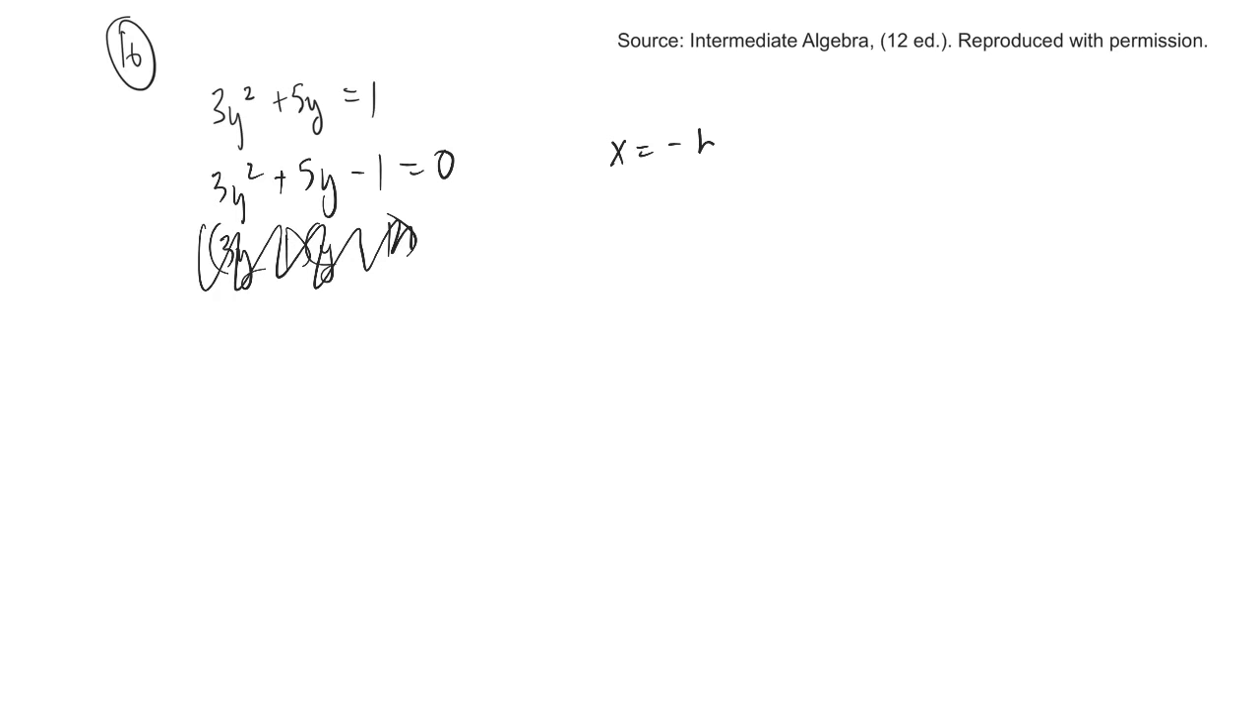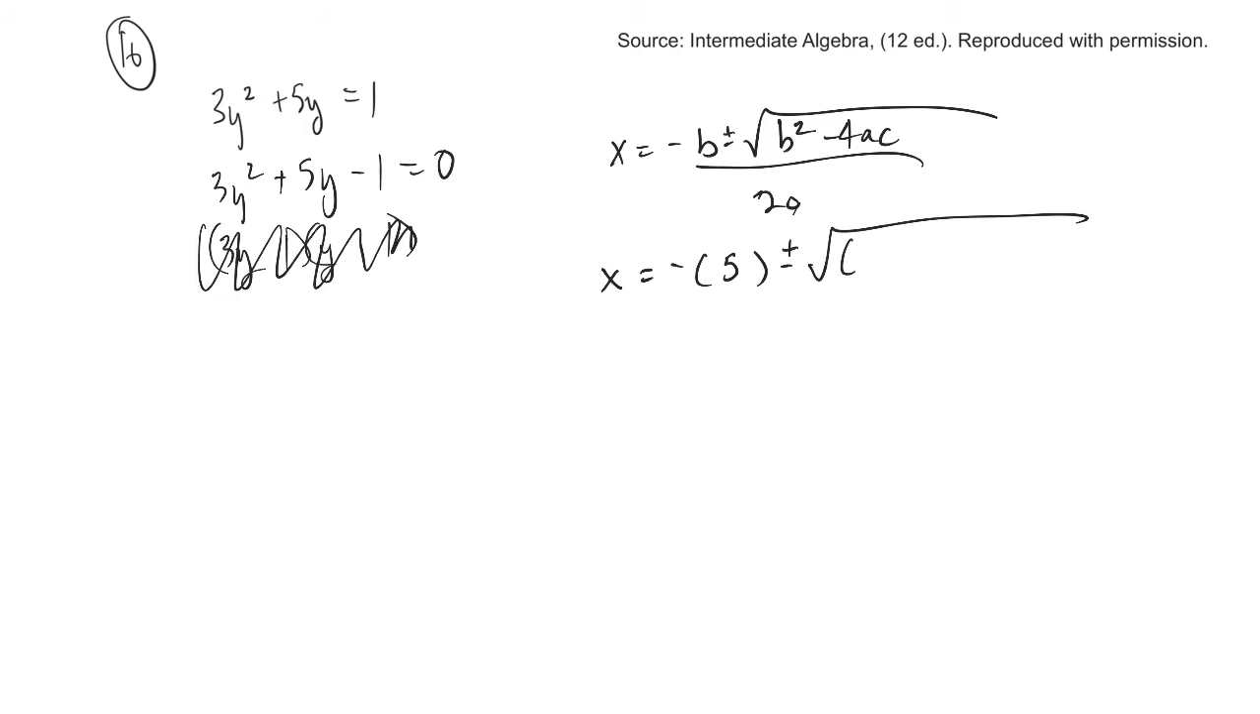So if factoring doesn't work, then I can use the quadratic formula. All over 2a. So the solutions, usually we have an x here, but it's the solution to whatever the quadratic is equal to zero. Okay, b is a 5, plus or minus the square root of 5 squared minus 4 times a, which is 3, times c, which is negative 1, all over 2 times a, which is 3.